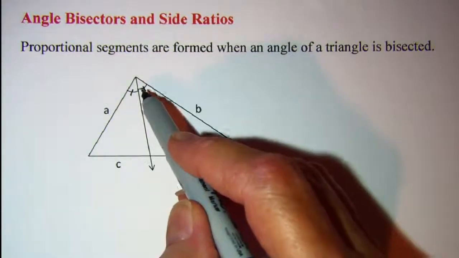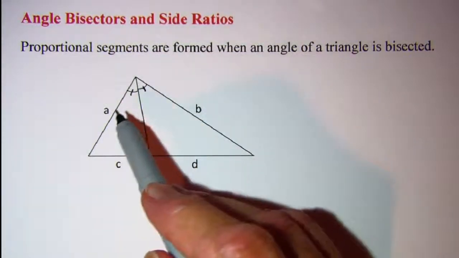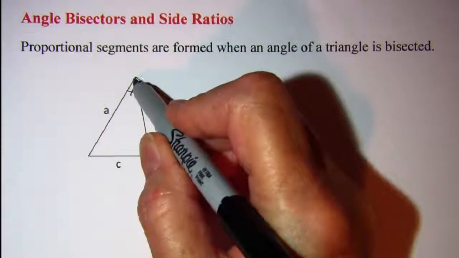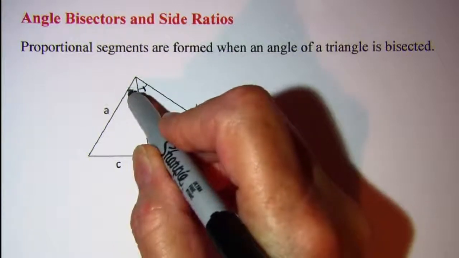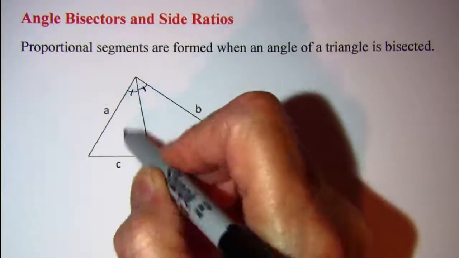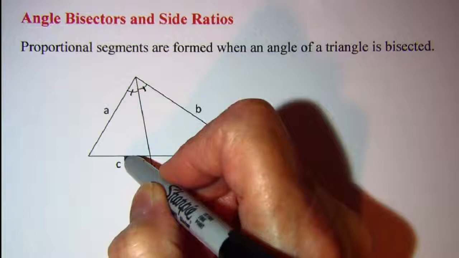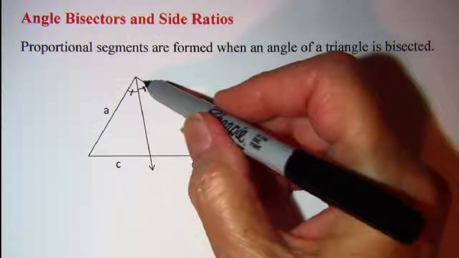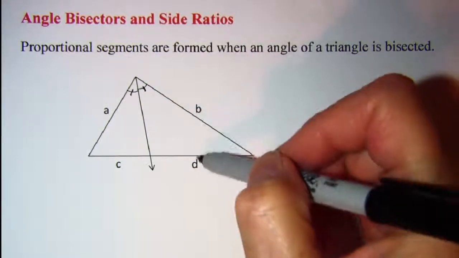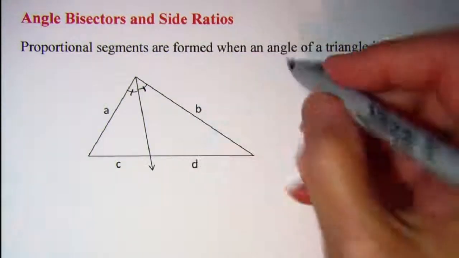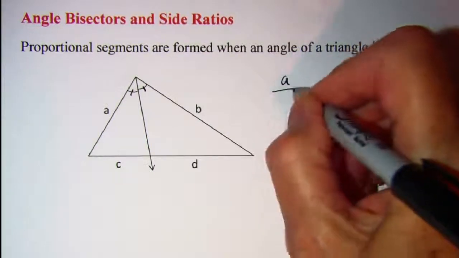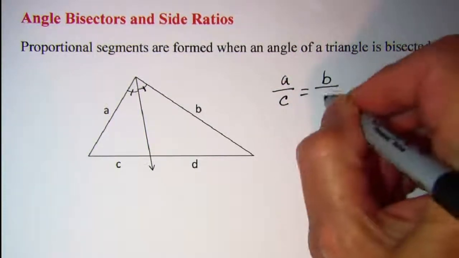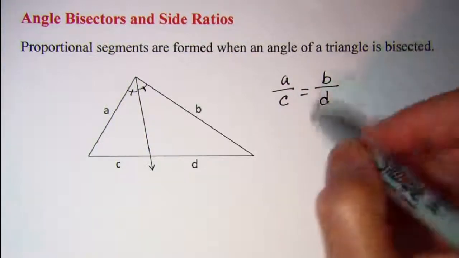If that happens, then you can set up a proportion saying that the side that makes up this angle is in a ratio to the segment that's formed, in the same way as the side that makes up this angle is to the segment that's formed. So A is to C as B is to D.